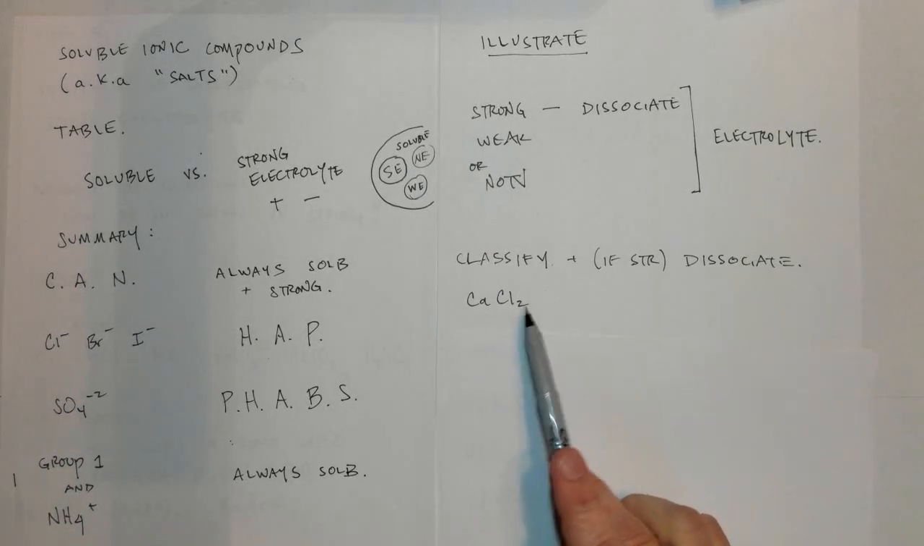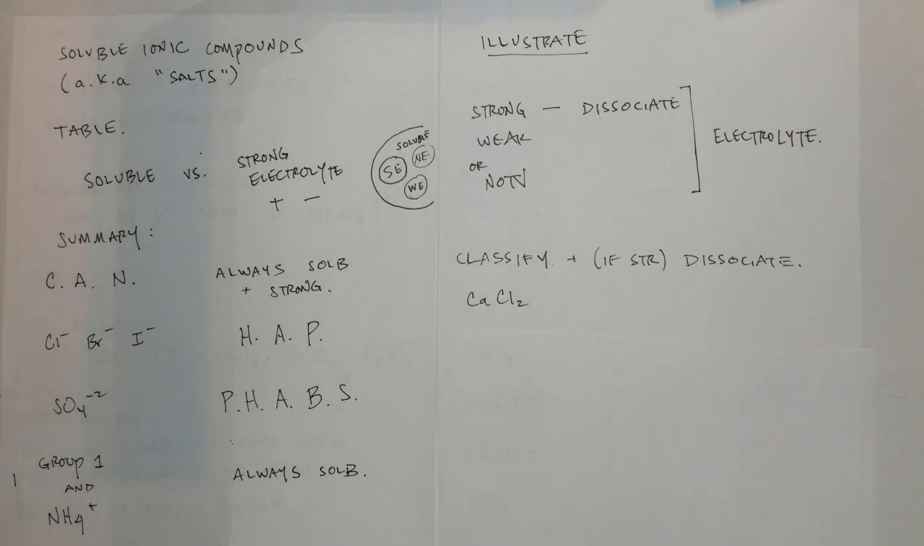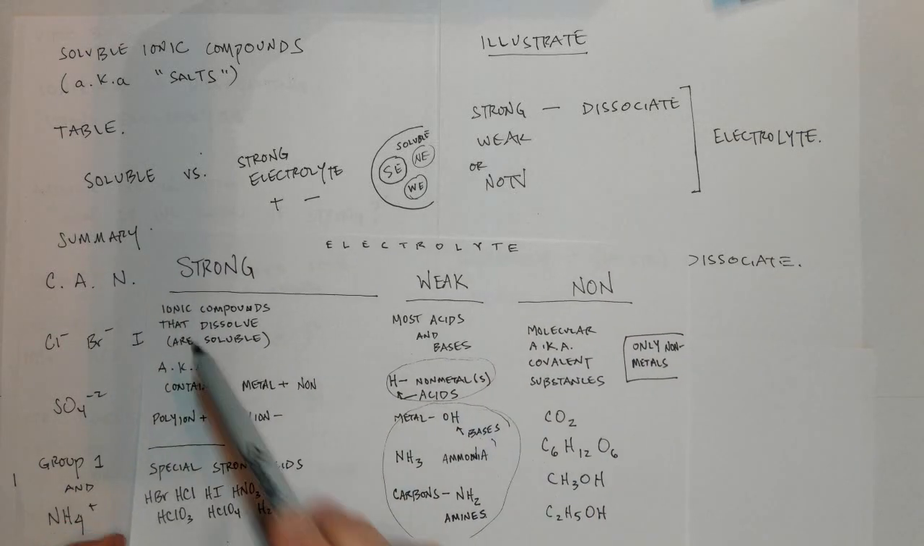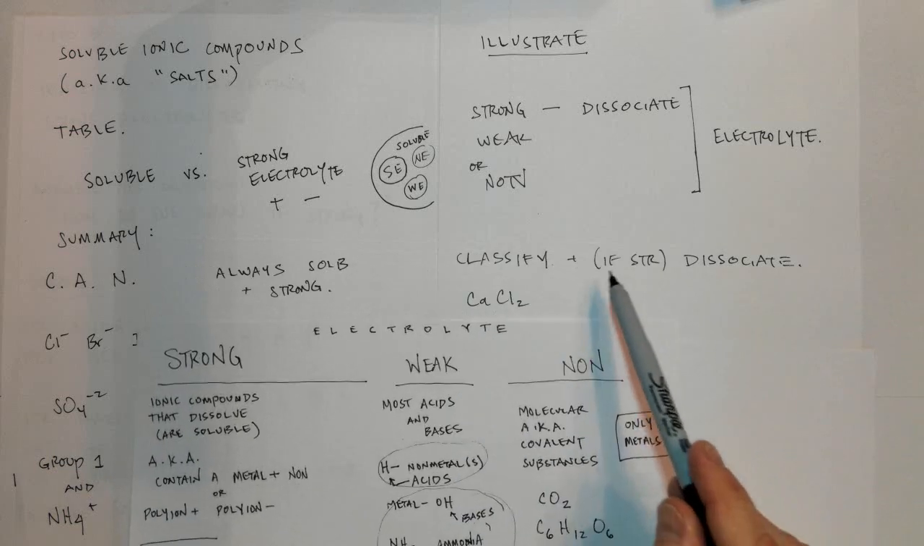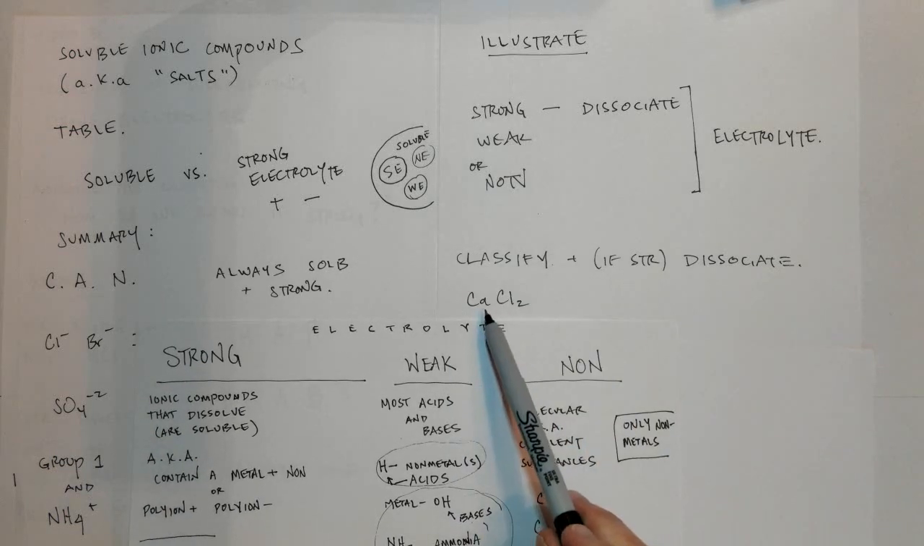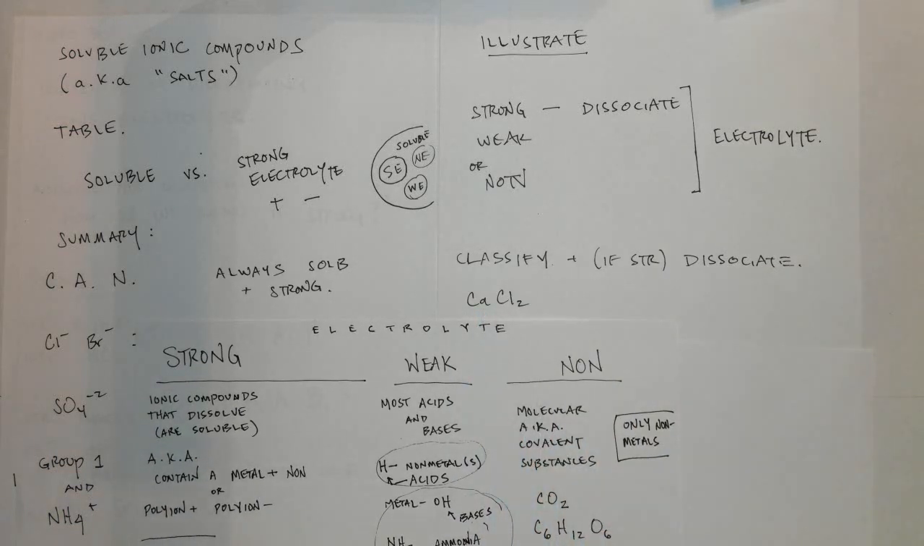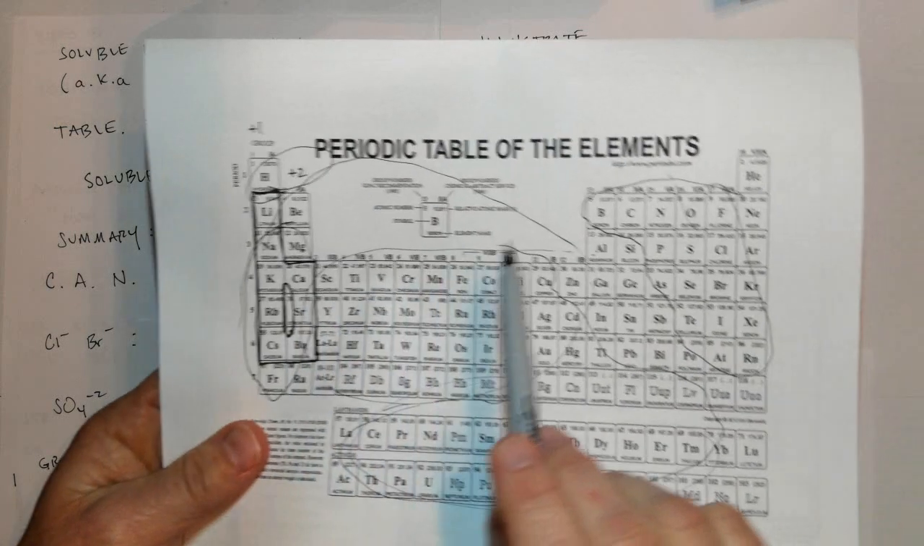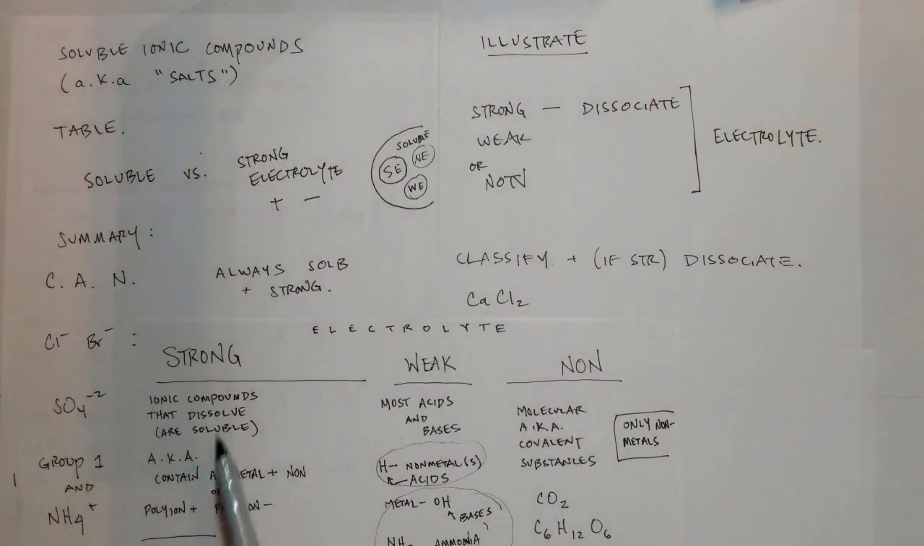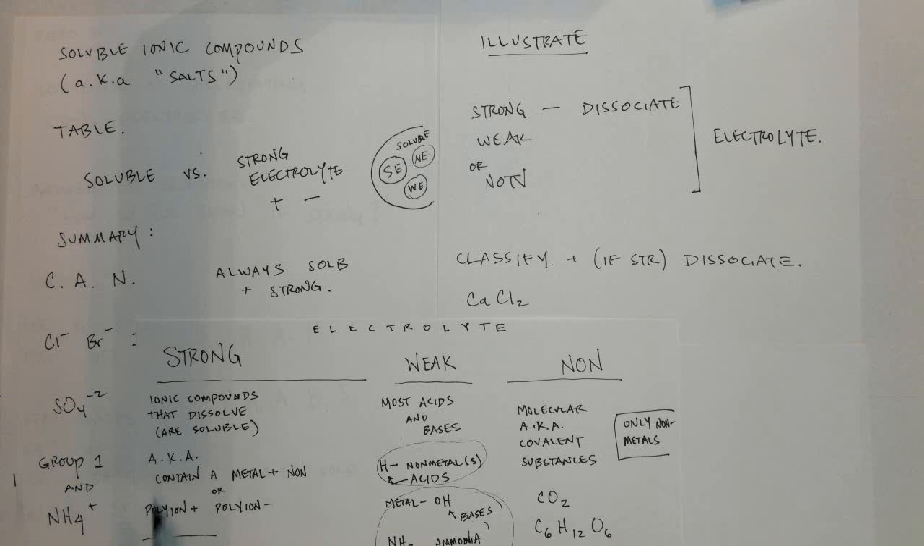Example problem number 1, calcium chloride. Well, first of all, we've got to look at our list right here and decide, is this a strong, a weak, or a non-electrolyte? Well, it's got a metal. How did I know that? Because it's on the periodic table right here, and it's got a non-metal, chloride, right here. Oh, it has a metal and a non-metal. That means it's an ionic compound, and if it dissolves, it's going to be a strong electrolyte.